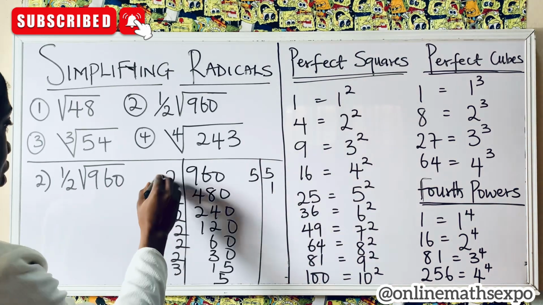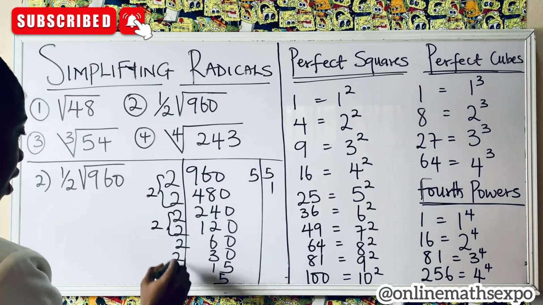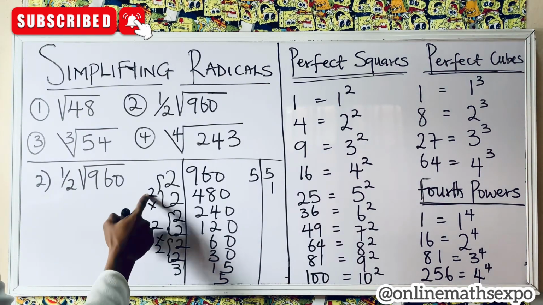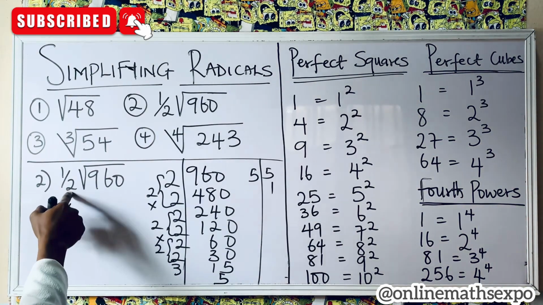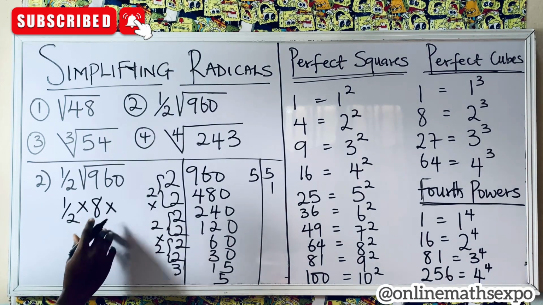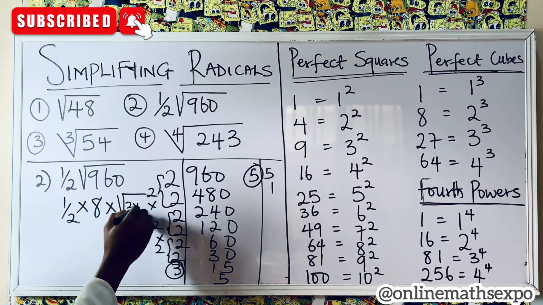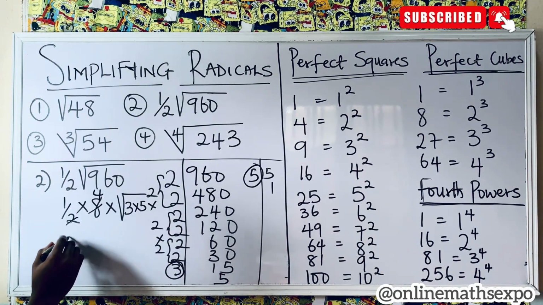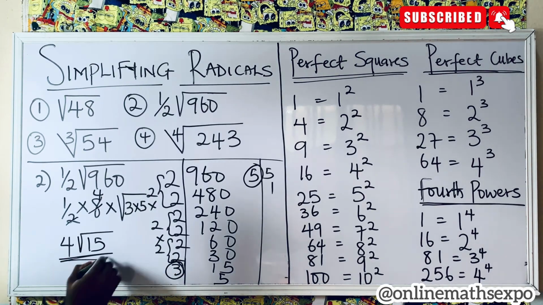So pair them. Because it's square root, you pair in twos. You pair this. These ones have nothing to be paired with. So multiply the paired ones. 2 by 2 by 2 by 2 will give us 16. Then we have half, which is the coefficient, multiplied by 16, multiplied by these ones, you put them back in the root to have 3 times 5. So this will cancel and give us 4. So we are going to have 4, multiply these two. It will give us 4 root 15 as an answer.